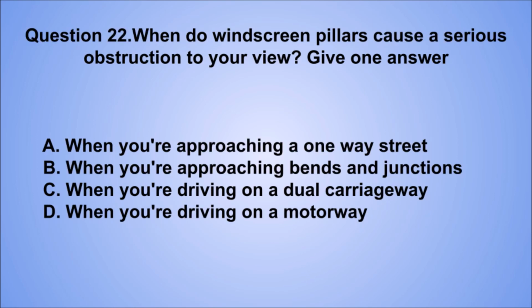Question 22. When do windscreen pillars cause a serious obstruction to your view? Give one answer. A. When you're approaching a one-way street. B. When you're approaching bends and junctions. C. When you're driving on a dual carriageway. D. When you're driving on a motorway.